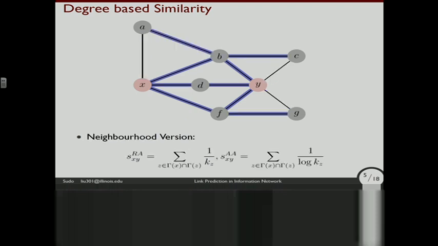So, combining the degree-based similarity and the common neighbors one, we use the degree as the weight to sum over all the common neighbors. In this graph, we can take the weighted sum of B, D, and F to get a more robust neighborhood similarity. So these are all basic local similarities.